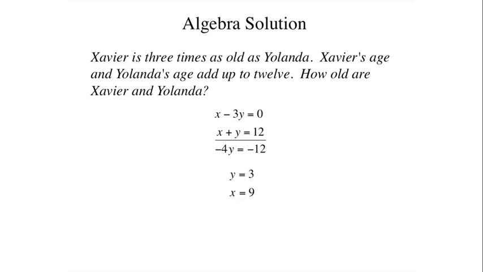Using methods of algebra, we can then manipulate these expressions to solve the problem. First, we subtract the second equation from the first. Then we divide each side of the resulting equation by minus 4 to get a value for y. Finally, substituting back into one of the preceding equations, we get a value for x.